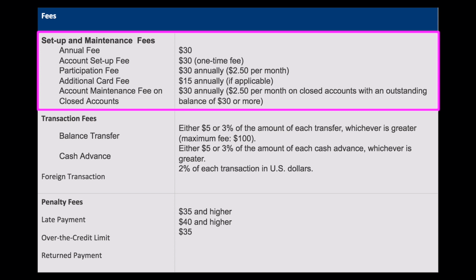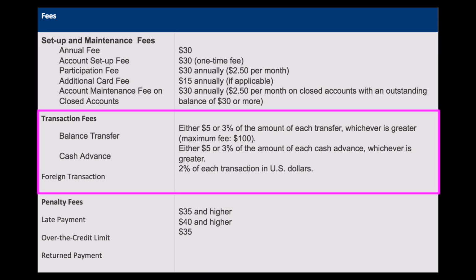The next category of fees is transaction fees. If you choose to transfer the balance of one credit card to a new one, the new credit card will charge between 3% and 5% of the transfer. The maximum fee is $100. If you take a cash advance on a credit card, you will be charged $5 or 3% of the amount of the cash advance. Taking a cash advance on a credit card is not a good idea. Do not do this.